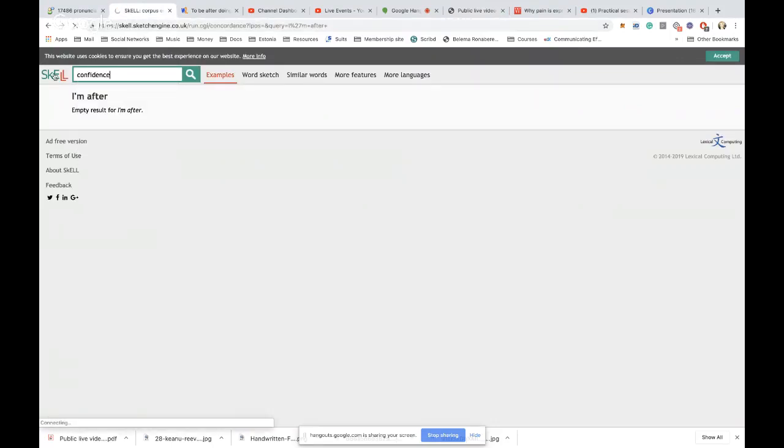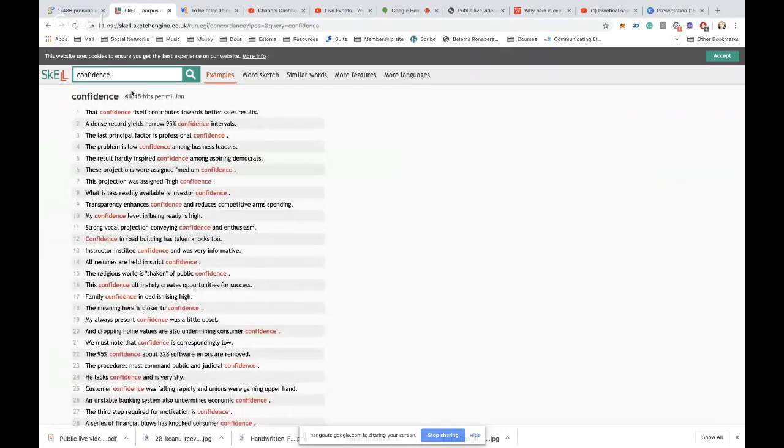Scout is great when you're working with one word, but sometimes it works with phrases as well. You're looking at one word, and you can see from examples listed here how the word is used. That confidence itself contributes towards better sales results. That's a cool one. I can learn from here that I can say that confidence itself and confidence contributes. That's another good combination I can take for myself, right? The last principal factor is professional confidence. So I learn from this that I can say professional confidence, right?